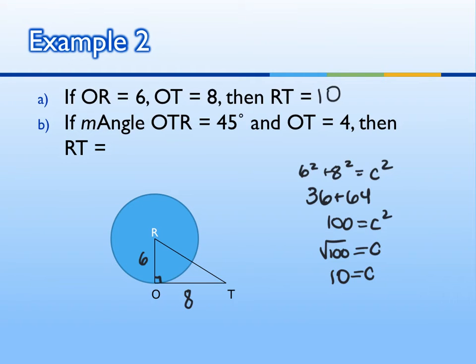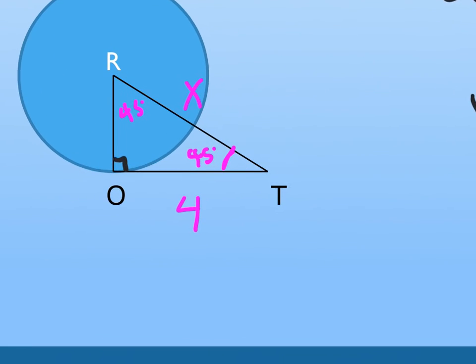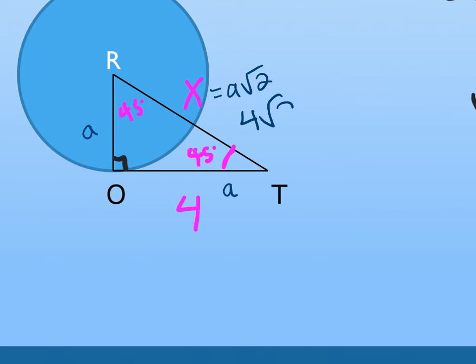So if the measure of angle OTR is 45, and OT is 4, how would I find RT without a calculator? What's that missing angle? Oh, 45. What do we know about a 45, 45, 90 triangle? This would be A, this would be A, this would be A root 2. Good.